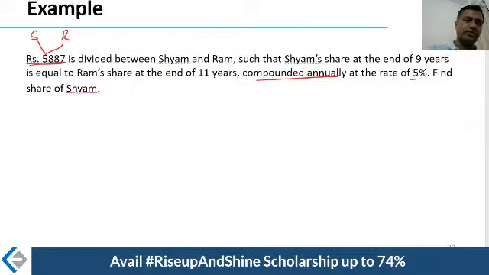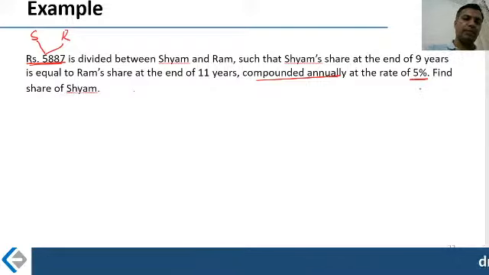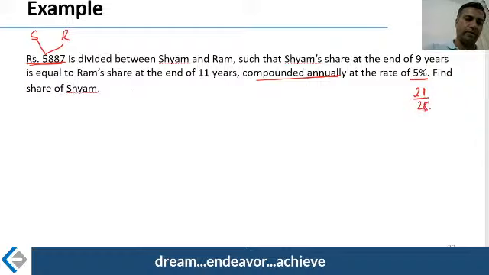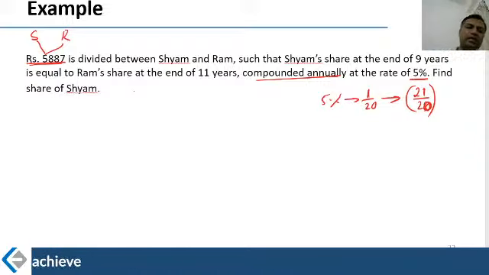What is the rate of interest, friends? The rate of interest is 5%. Now therefore, what is the multiplier? The multiplier for 5% is nothing but 21 by 20. Because what is 5%? It is 1 by 20, that's a fraction. When I convert to the multiplier, it becomes 21 by 20. That's a number, right? Perfect.